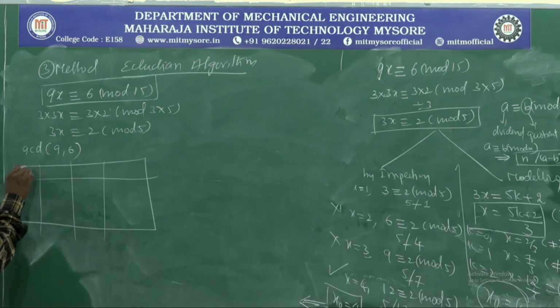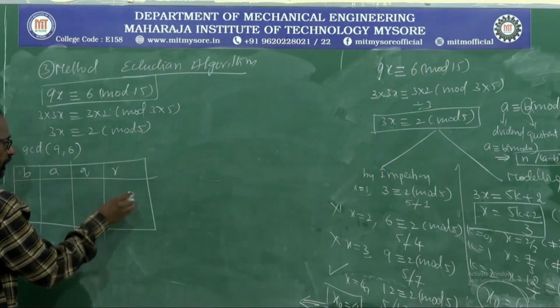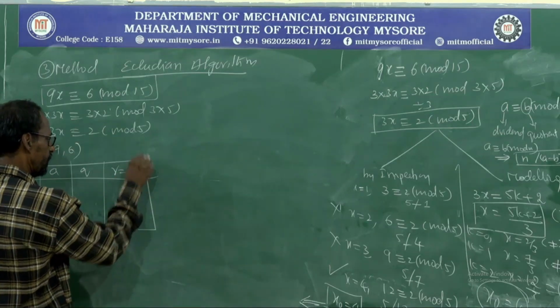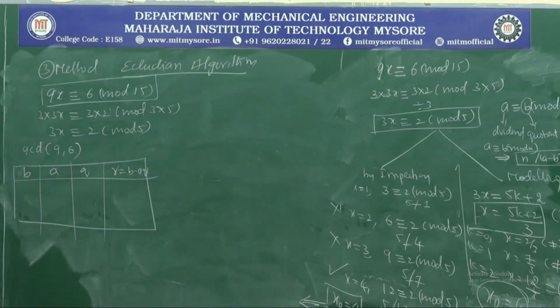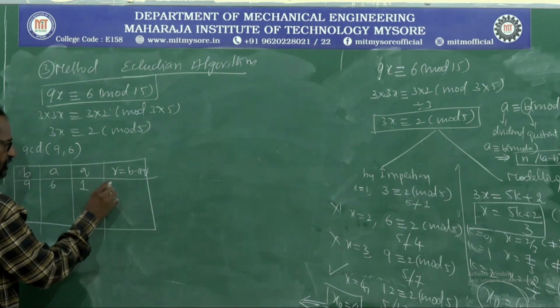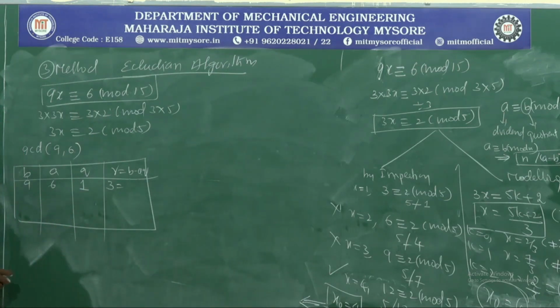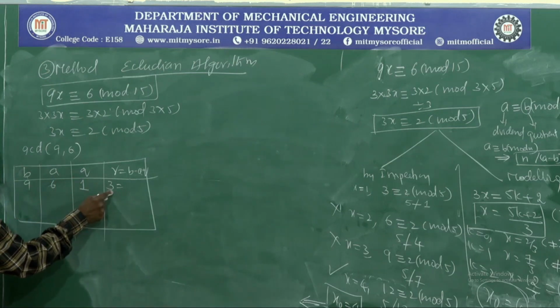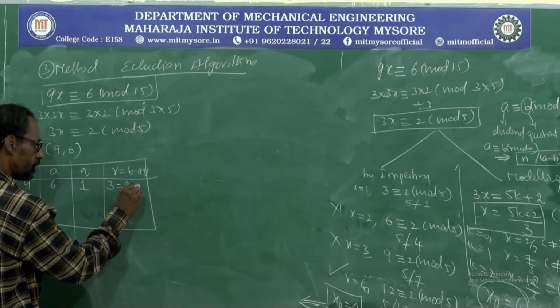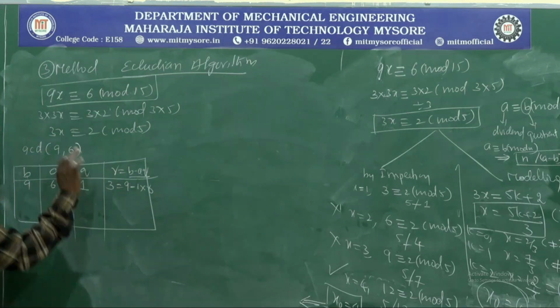Take A, take B, take Q, take R, and write R equal to B minus A into Q. Directly one column we can reduce. B is the bigger value, and R is the small value. 9, 6. Now using a simple approach, 6 ones are 6 and the remainder is 3. This is the quotient, this is the remainder. Now we can write the remainder as 9 minus 1 into 6. I wrote the formula, just substitute there.